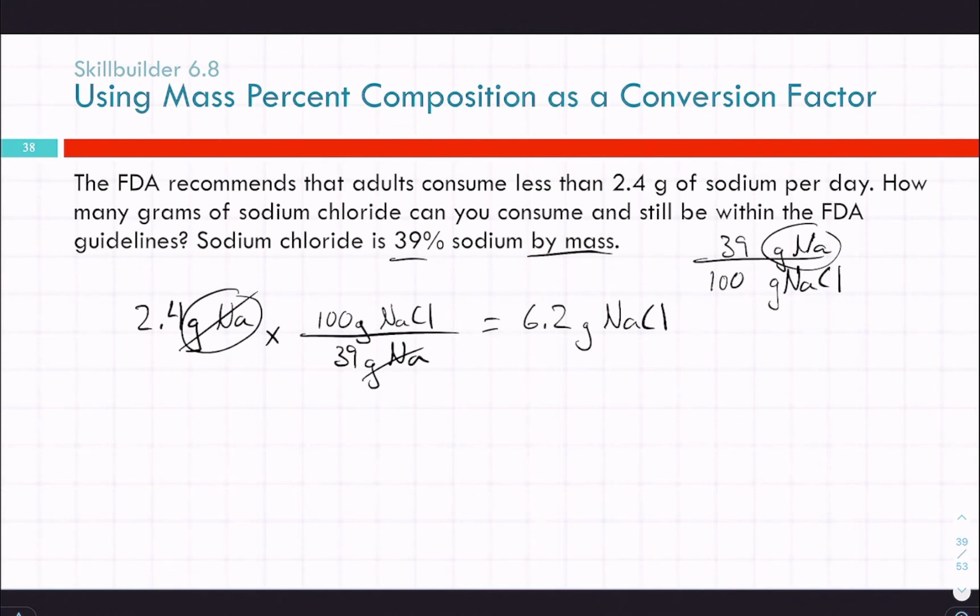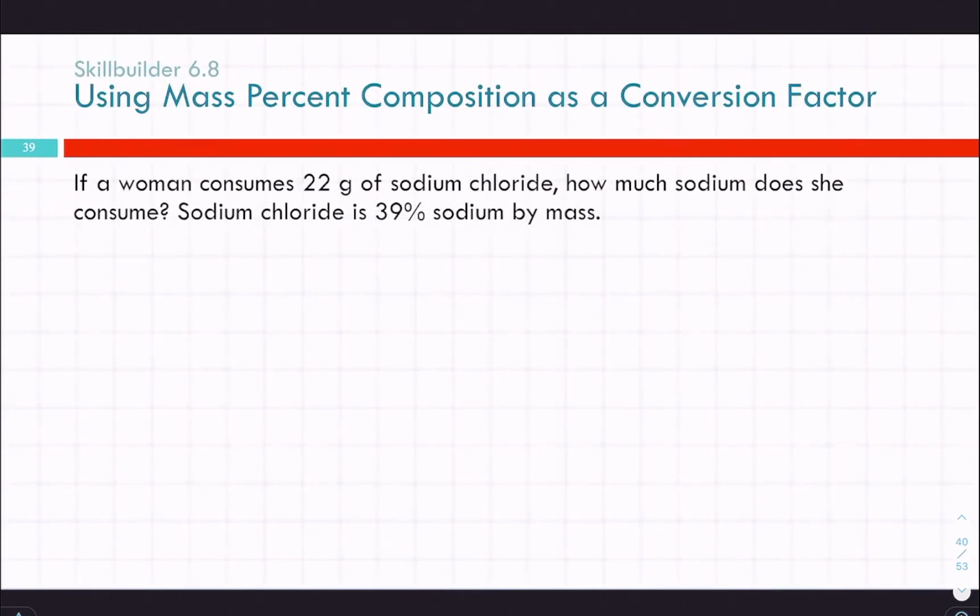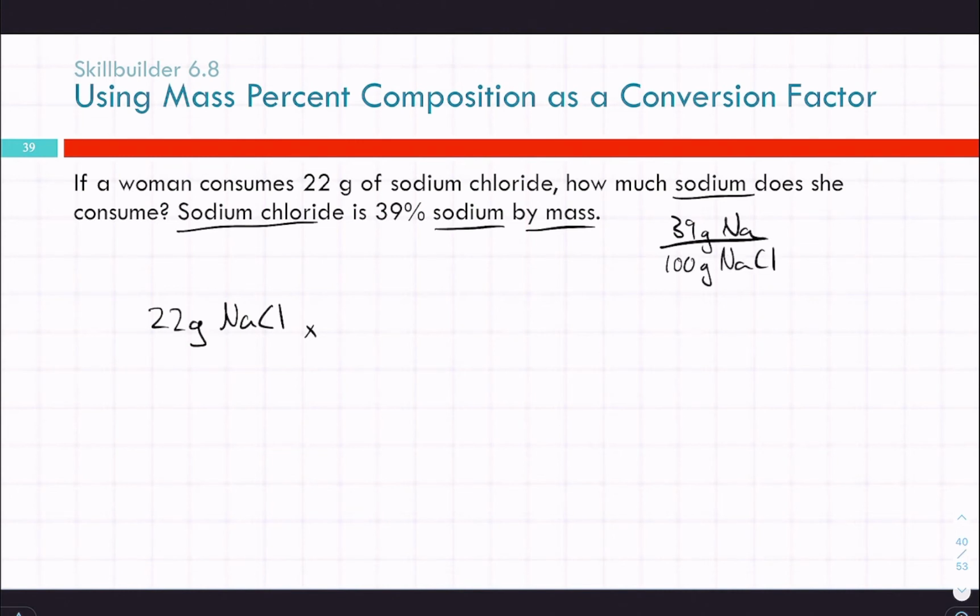Any questions? Percent mass? Another conversion factor. So if a woman consumes 22 grams of sodium chloride, how much sodium does she consume? So the key here, again, sodium chloride is 39% sodium by mass. So we're given 22 grams of sodium chloride this time. And we can use our same conversion factor, 39 grams of sodium per 100 grams of sodium chloride. And then we just line these units up.